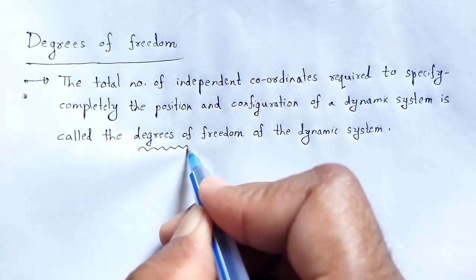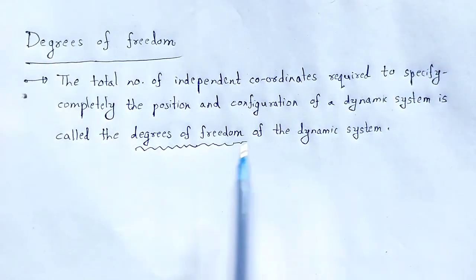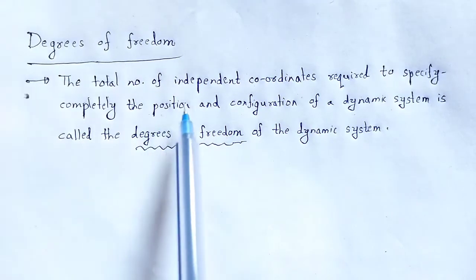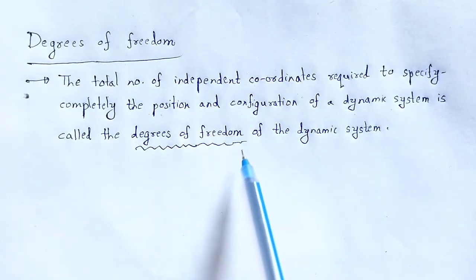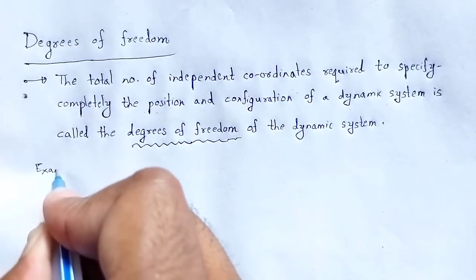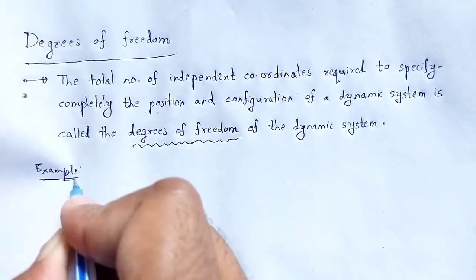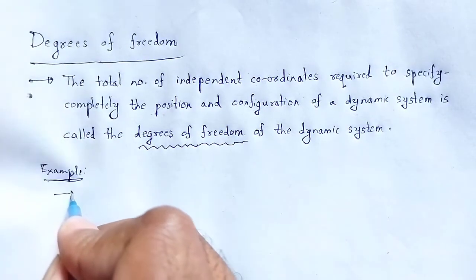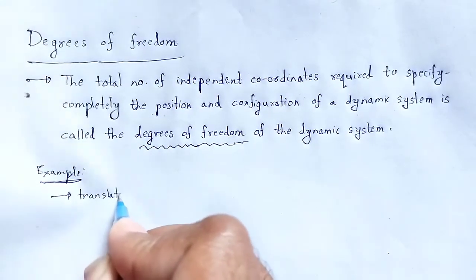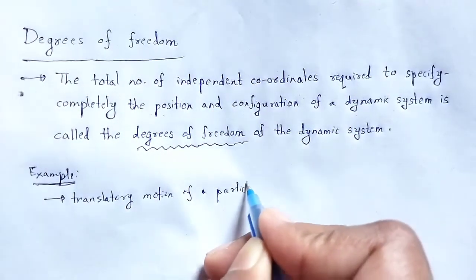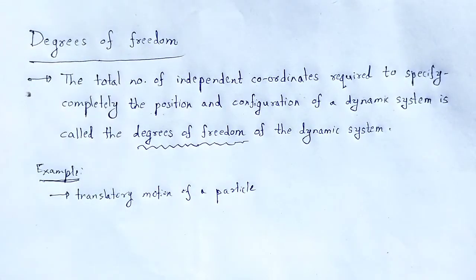The degrees of freedom of the dynamic system means the total number of independent coordinates required to specify completely the position and configuration of a dynamic system. Taking an example to understand what is the degrees of freedom. Let us take the translatory motion of a particle in any direction.